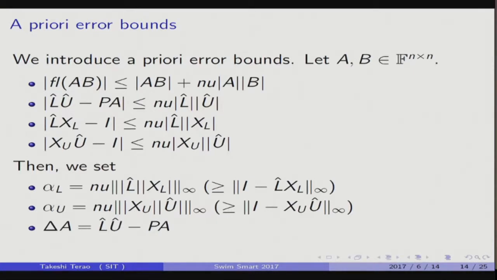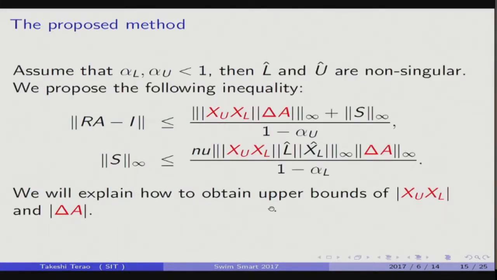So then we set alpha L, alpha U, and delta A. So alpha L and alpha U are upper bounds of the residuals for triangular systems, and delta A is the residual for LU decomposition. So assume that alpha L and alpha U are less than 1. Then L hat and U hat are non-singular.